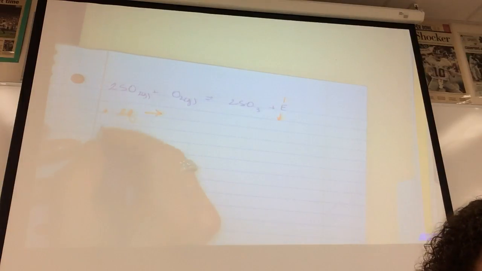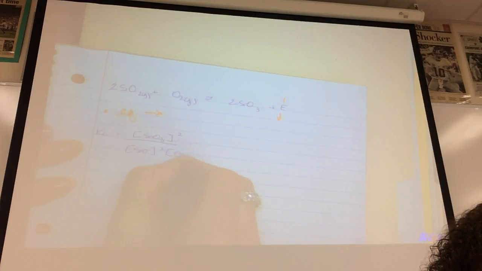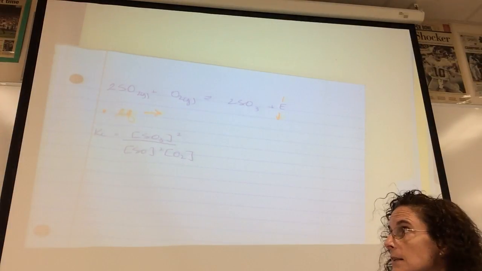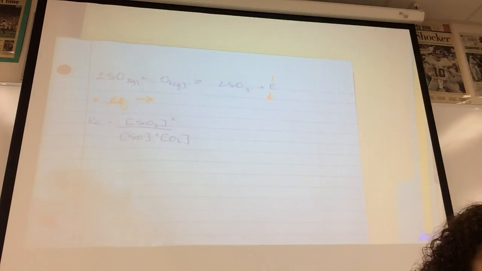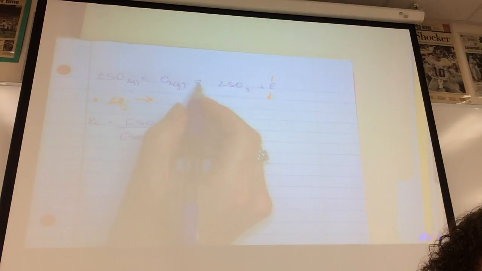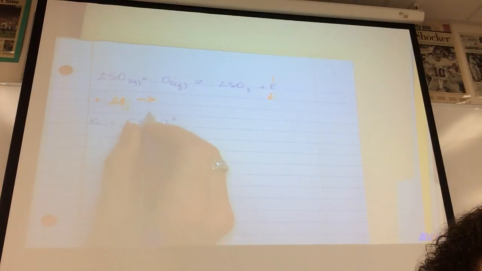Now, we know that Kc is that, right? Kc expression? Okay. So we shifted forward, correct? What happens to the amount of product? What happens to the amount of reactants? What happens to the value of Kc? Does that make sense?